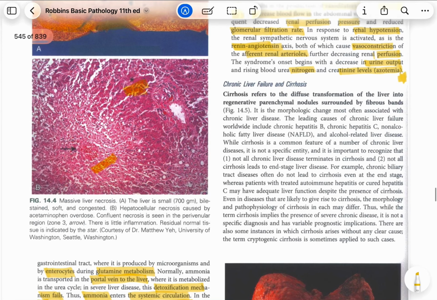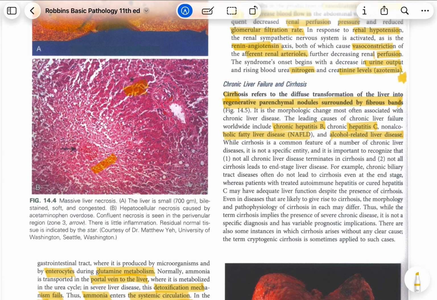Chronic liver failure refers to diffuse transformation of the liver into regenerative parenchymal nodules surrounded by fibrous bands. Okay, cirrhosis. What happens in chronic liver failure is cirrhosis, which means the normal liver parenchyma will be transformed into parenchymal nodules surrounded by fibrous bands. It is a morphological change most often associated with chronic liver disease. The leading causes of chronic liver failure are chronic hepatitis B, C, non-alcoholic fatty liver disease, and alcohol-related liver disease.